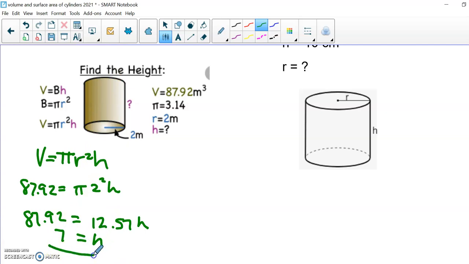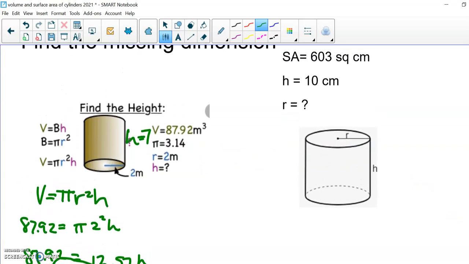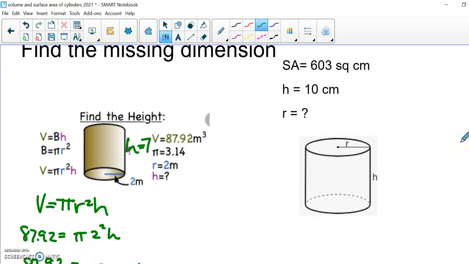What are the units? Meters in this case. All right, so what's the height? The height is 7 meters. This time we're going to do surface area, and this time the radius is missing. It gets a little messy when the radius is missing. So let me go ahead and write our formula down.